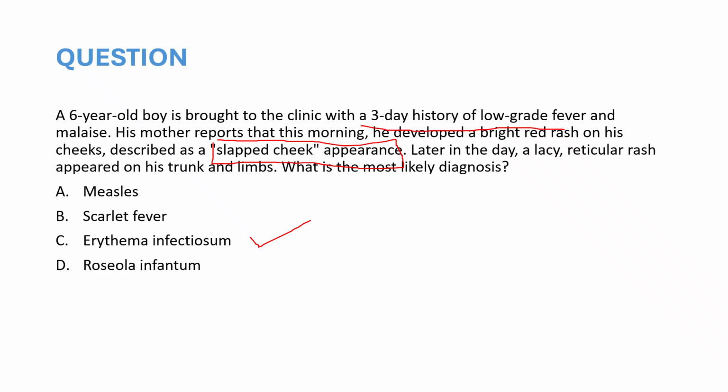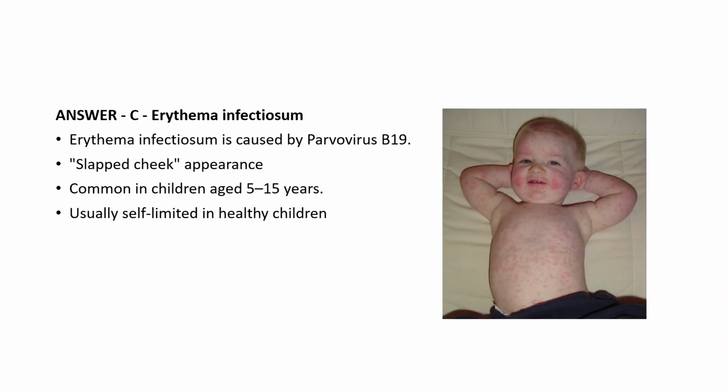Okay, and there is fever. So that is measles. The classic finding is Koplik spots inside the buccal mucosa. Roseola infantum, again a fever with rash, but here classically the fever subsides first and then there is rash, that is roseola infantum. So here this is erythema infectiosum, slap cheek appearance caused by parvovirus B19.